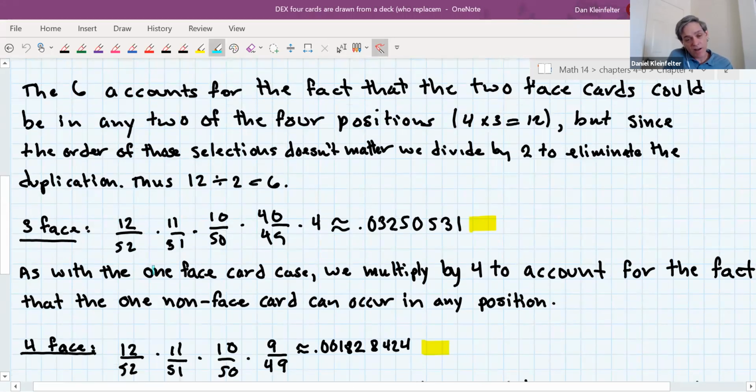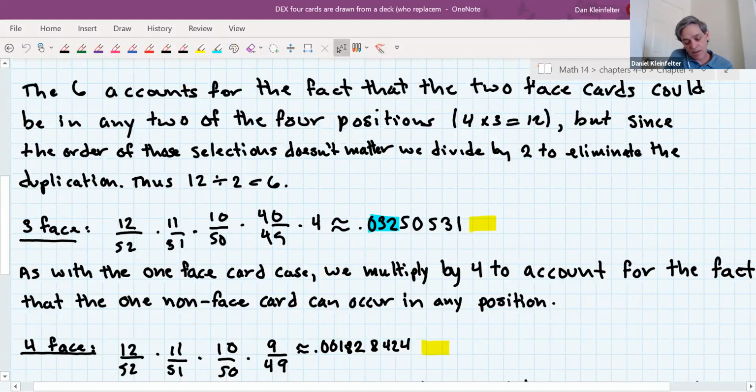Okay, then for 3 face cards, you're getting the hang of this now. There's 52, then 51, then 50, then 49. And then we're doing 3 face cards. So it should be 12, then 11, then 10, reflecting the fact that we're picking from 12 face cards. And this time there's only one non-face card drawn. So that's where that last fraction of 40 out of 49 is. Okay, then we're going to end up multiplying by 4 again, because if we're getting 3 face cards and 1 non-face card, was the non-face card drawn first, second, third, or fourth? So there's 4 possibilities for where that non-face card would go. So that works out to be about 0.032.